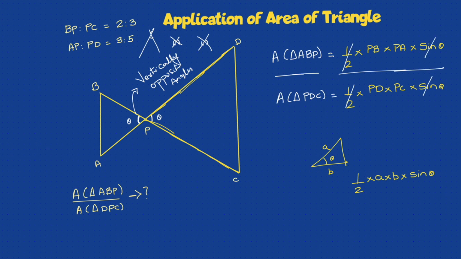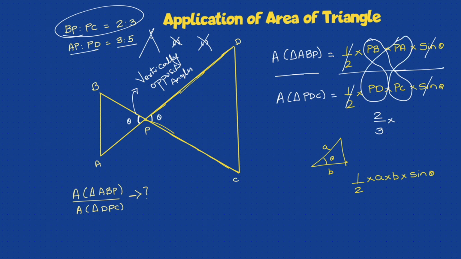So what will happen if I take a ratio? Half of sine theta gets cancelled. So what am I left with right now? I'm left with PB upon PC. Now what is PB upon PC? BP upon PC is nothing but 2 by 3. Then AP upon PD, which is PA upon PD, is 3 by 5. 3 gets cancelled, the answer is 2 by 5, and that is my final answer.